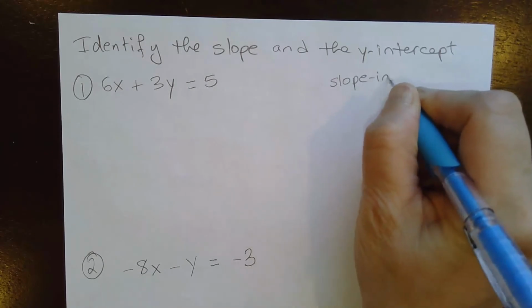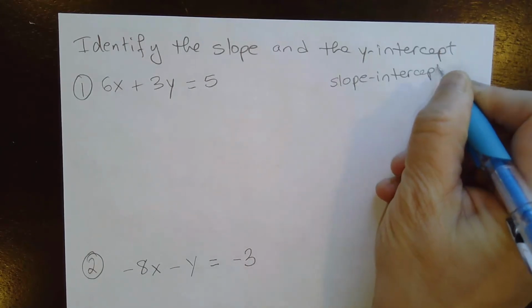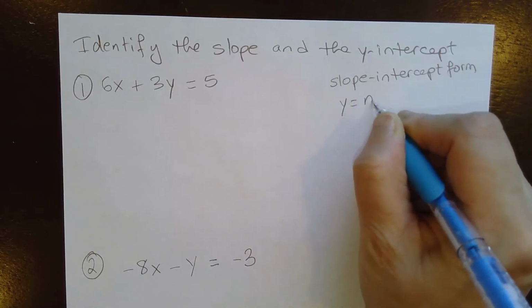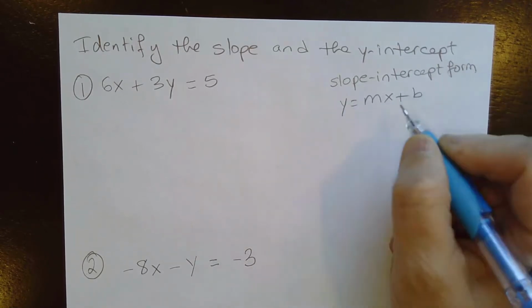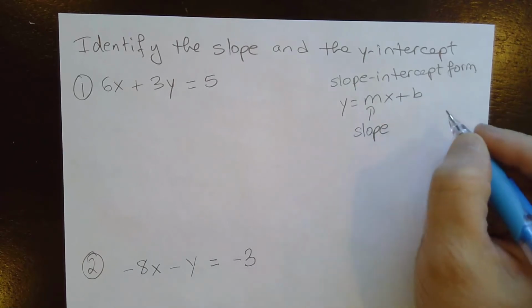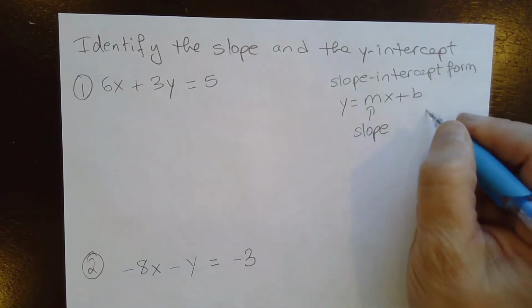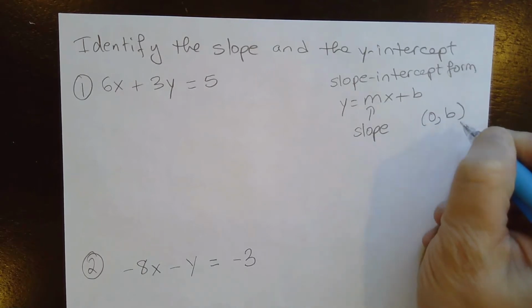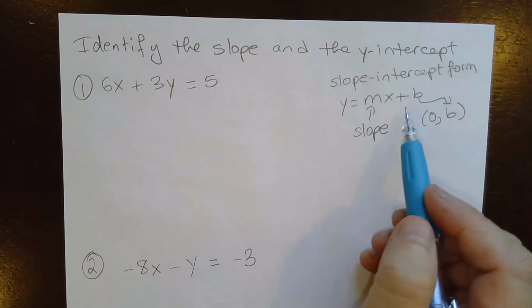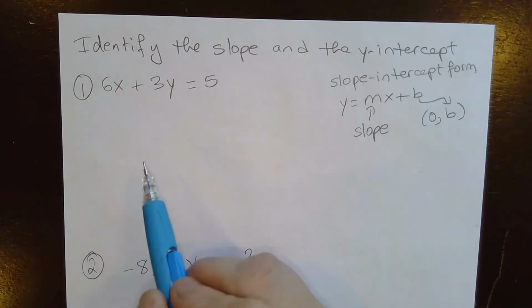The slope-intercept form would be y equal mx plus b. m would be your slope and b would be the y-intercept. So (0, b) would be your y-intercept. If you write the equation in that form, you'll be able to identify the slope and the y-intercept.